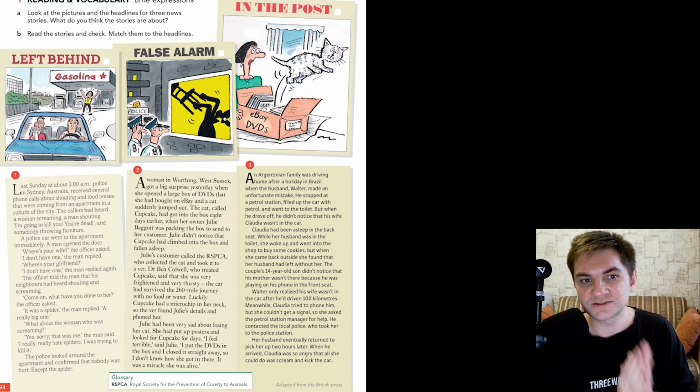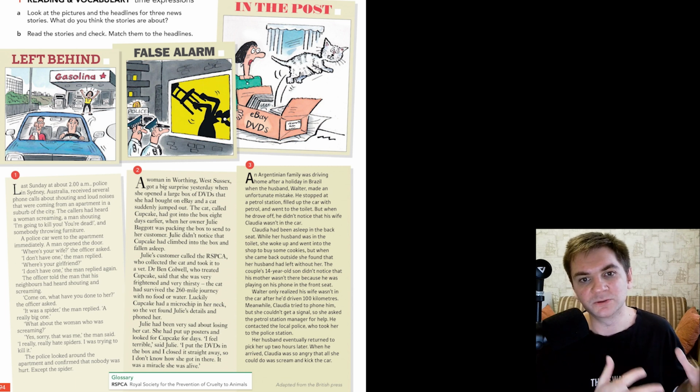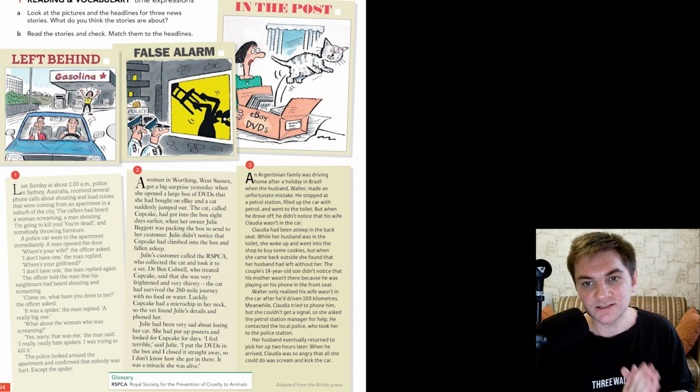So, the first story's headline is False Alarm. False alarm, it's a situation when people wrongly believe that something dangerous or unpleasant is happening or will happen, and people are wrong about that. That's why it's a good headline for this story.